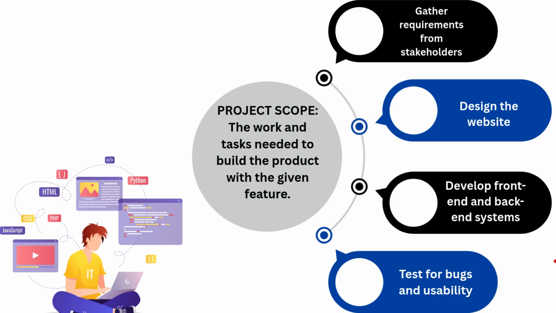So it would be gather requirements from the stakeholders. Second is design the website. You will develop the front end and back end system, and then test for bugs and usability. So these are the work which is required to fulfill the features with which we have to give the website. So these work or activities which you have to perform is known as project scope.